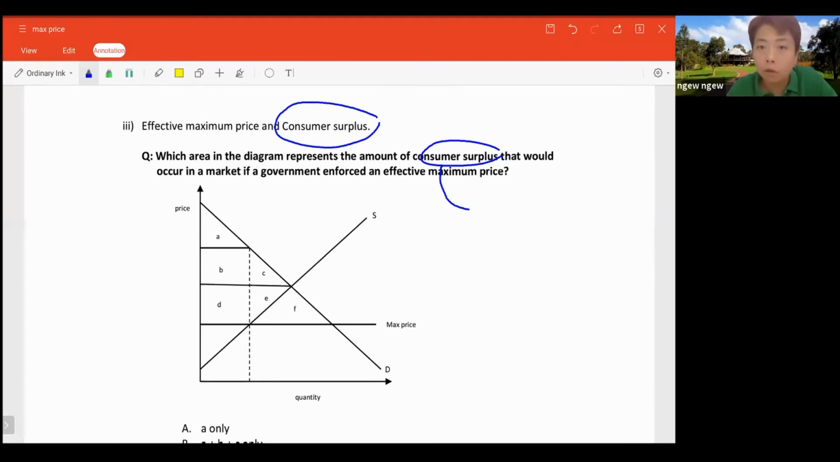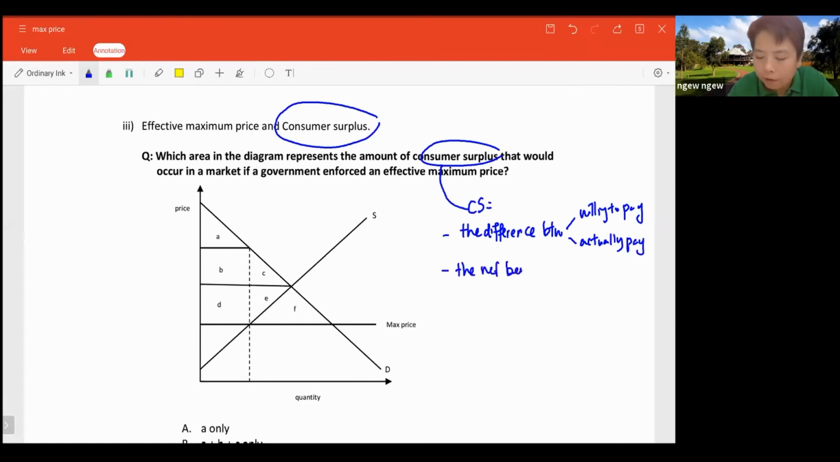have in consumer surplus. By definition, consumer surplus is the difference between what consumers are willing to pay, the highest price they are willing to pay, and what they are actually paying. And consumer surplus, we also call it the net benefits of consumer, enjoyed by consumer.